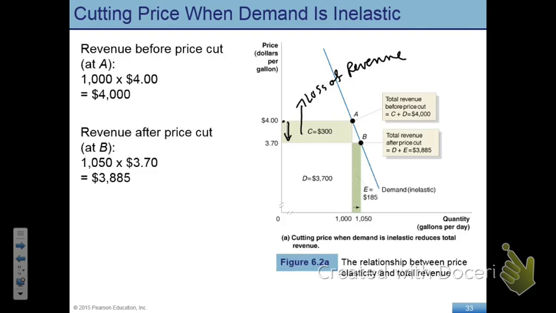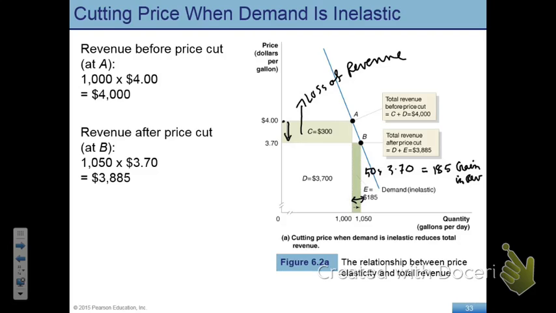Then there is a revenue gain. Why? Because by cutting price, you are now able to sell more, right? How much more are you able to sell? You are able to sell 50 more units. And each of these 50 units sells for $3.70. That is the extra revenue that you have just generated for yourself. So the extra revenue is 50 extra units times the price at which you are selling them, which is $3.70. If you do the calculation, you will see that this is $185.